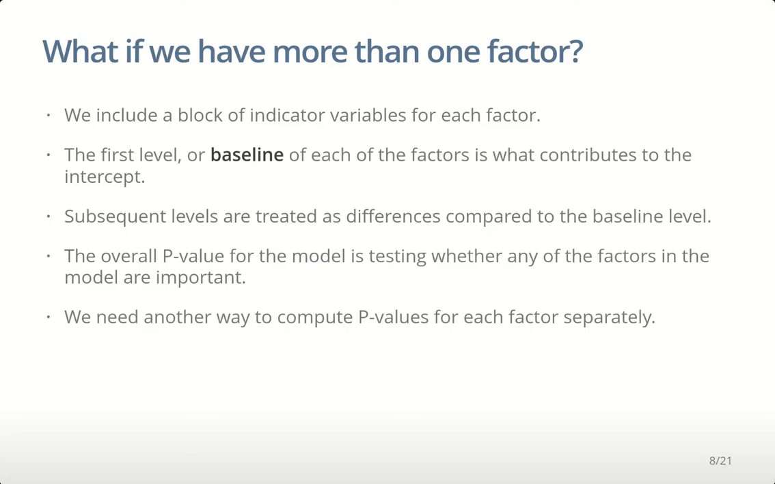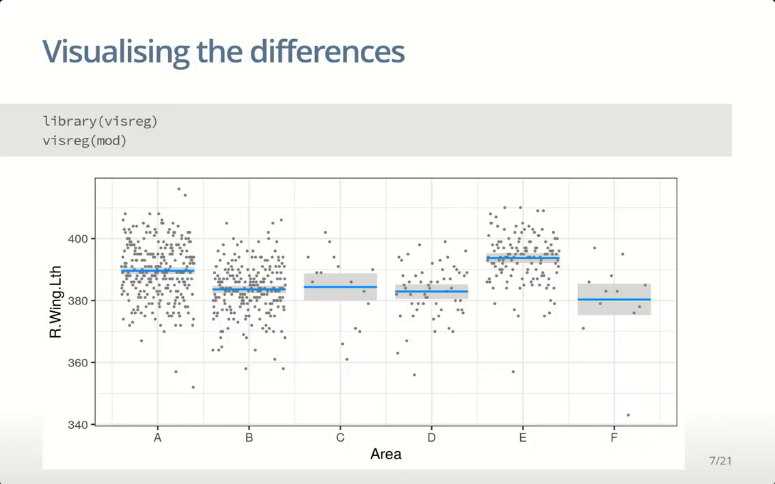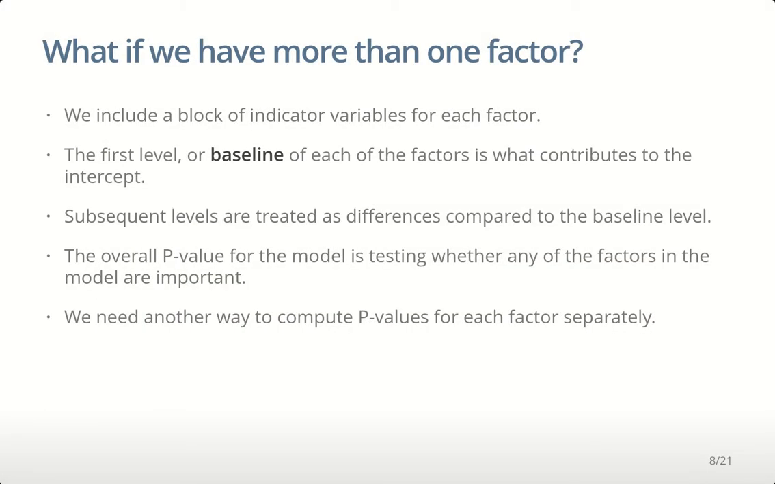Okay, so the question now is, what do we do when we have more than one factor, right? So here we just had the one factor variable area. What do we do when we have more than one? So what happens is we do essentially the same thing. We put a block of indicator variables in for the first factor and another block of indicator variables in for the second factor. So we encode those categorical variables using the numeric indicator 0, 1 variables. So the intercept in the linear model represents the baseline group for all of the factors in the model. Okay, and anything else is then treated as a difference compared to that baseline.